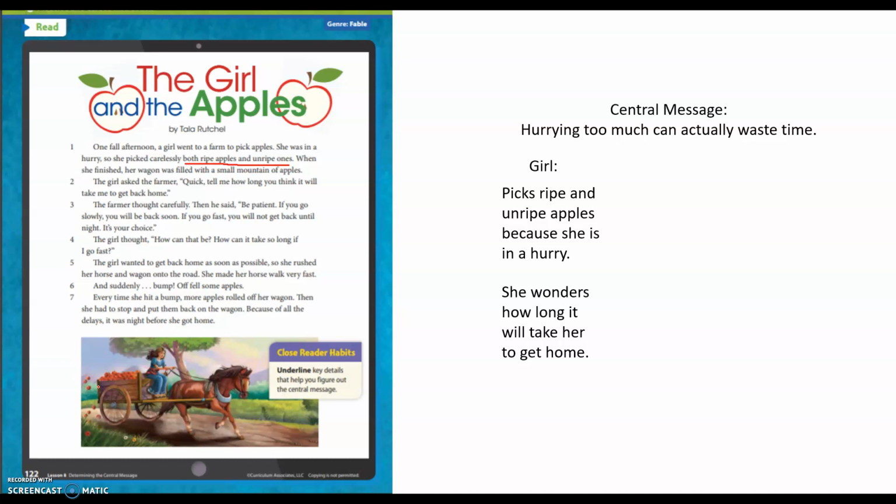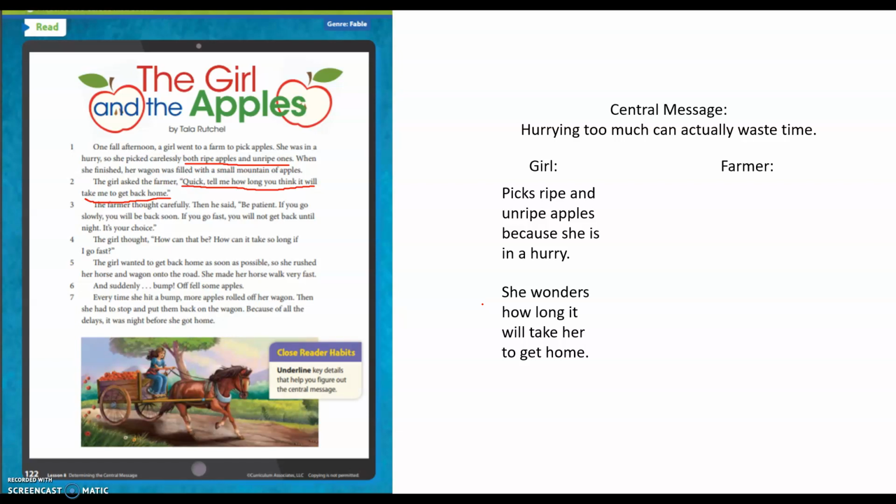So one of the actions you might have identified was the little girl wonders how long it's going to take her to get home. And she wonders that through her words. She asks the farmer, "Quick, tell me how long you think it will take me to get home." I can tell by saying the word quick that she's in a hurry. So those are just two key details. You may have identified something different than that. There were quite a few from this little girl that showed that hurrying wastes time.